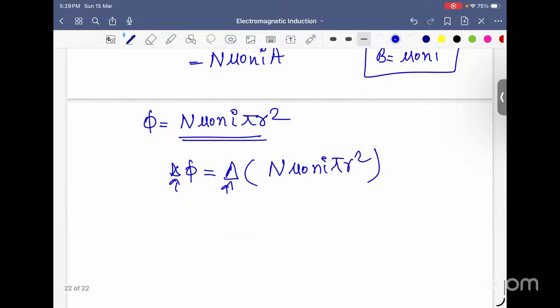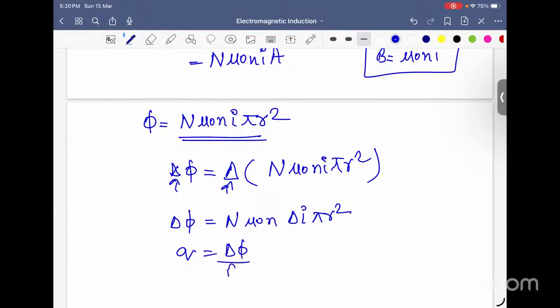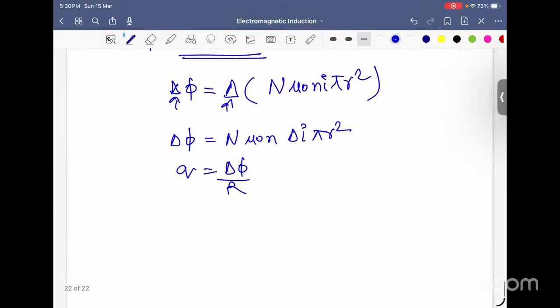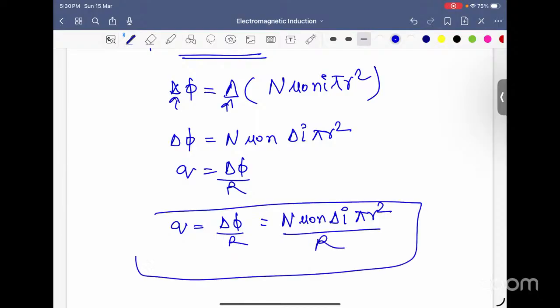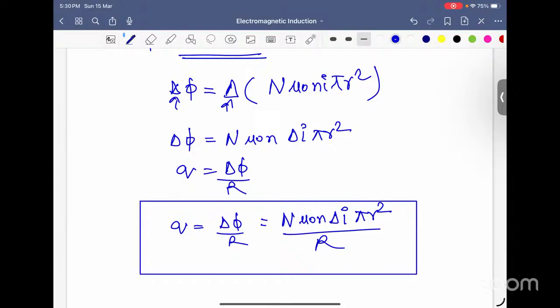So the flux change is equal to N mu n del I times pi r square. Current can change; the rest of the things will be the same. And we know that Q is equal to del phi by R. So when we divide by R, we have Q as del phi by R, which is N mu n del I pi r square by R.